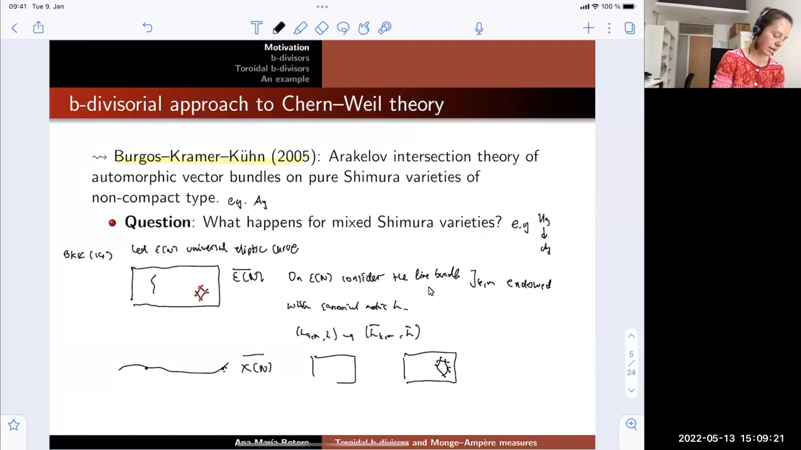and you take this other toroidal compactification, then the extensions of the metrics of the line bundles together with the metrics are not compatible. So here you have your second toroidal compactification, and then the pullback is not the other one. And this implies in particular that the top intersection numbers depend on the choice of a compactification. So in particular, Chern-Weil theory is not longer satisfied for these kinds of metrics.